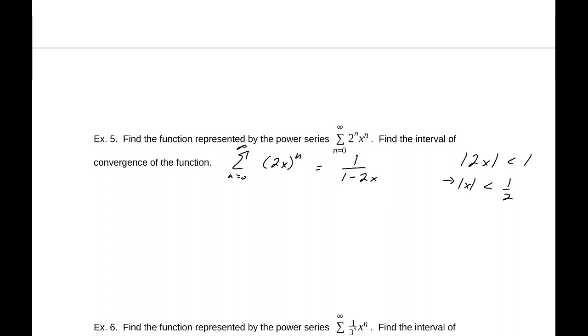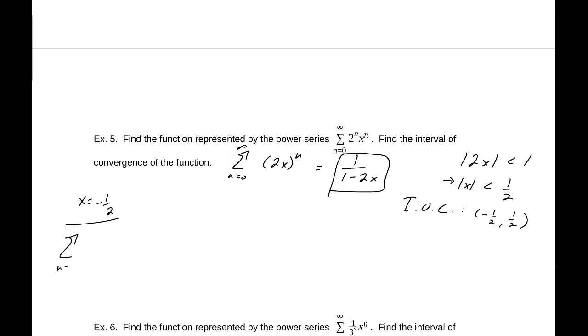And our interval of convergence is negative 1/2 to 1/2. Now, I want to go ahead and test the endpoints with this one. Okay, if I had x equals negative 1/2, if I evaluate that in this series, that would be 2n times negative 1/2 to the n, which is equivalent to the alternating series, which diverges.